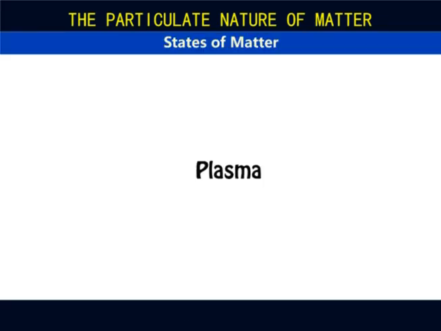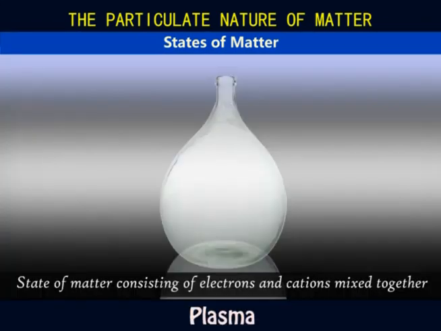Now, related to the gaseous state is another state of matter called plasma. It is a state of matter that consists of a mass of free electrons and positively charged particles called cations mixed together. Plasma has no specific shape and no consistent volume, so it flows and takes the shape of any container, eventually filling it.